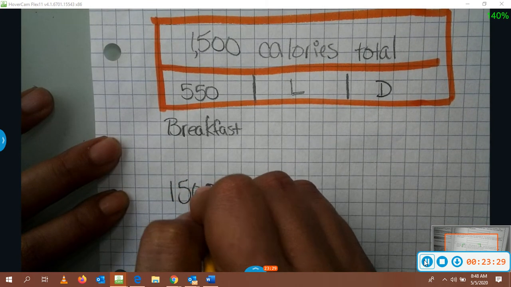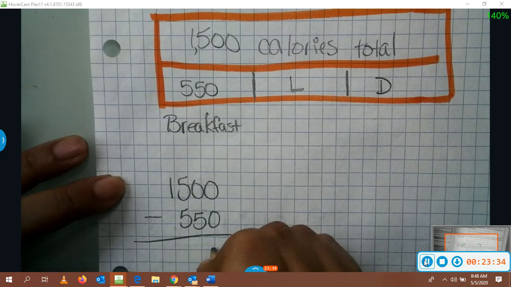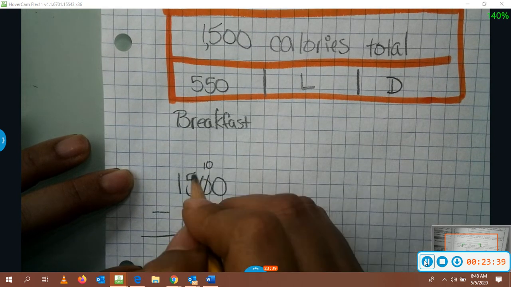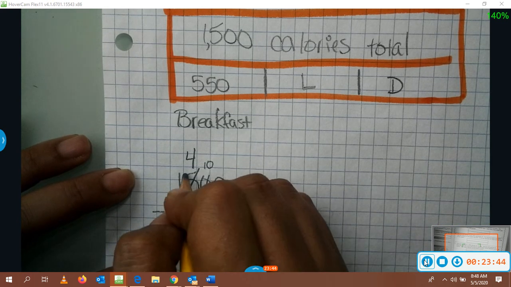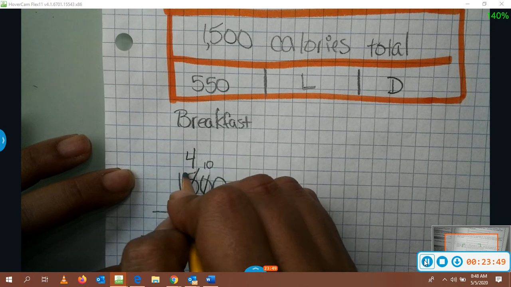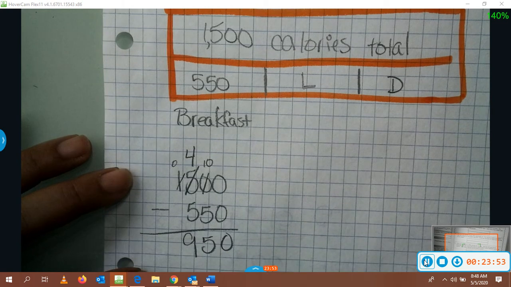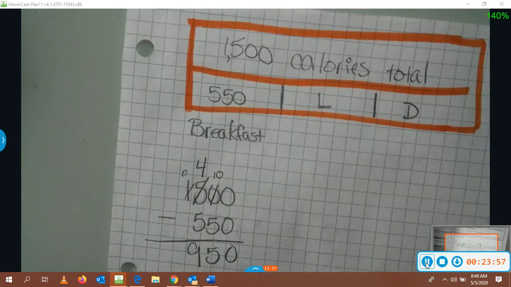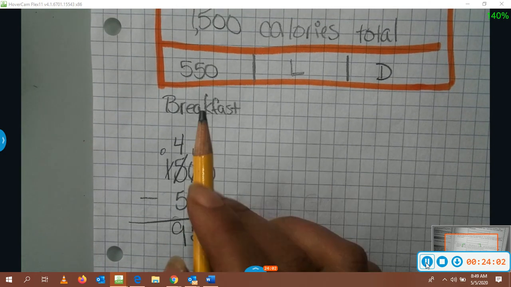1,500 minus 550. This becomes a 10. That becomes 5. This becomes a 4. And this becomes, I guess, 1. No. 14 minus 5 is 9. So she has 950 calories left. So this is for after breakfast.